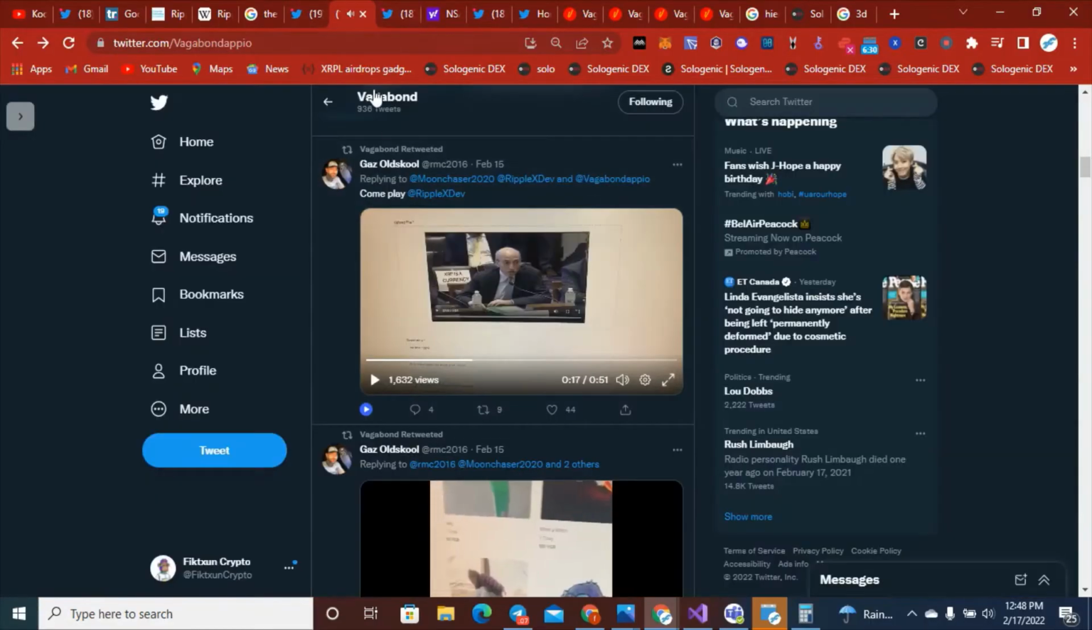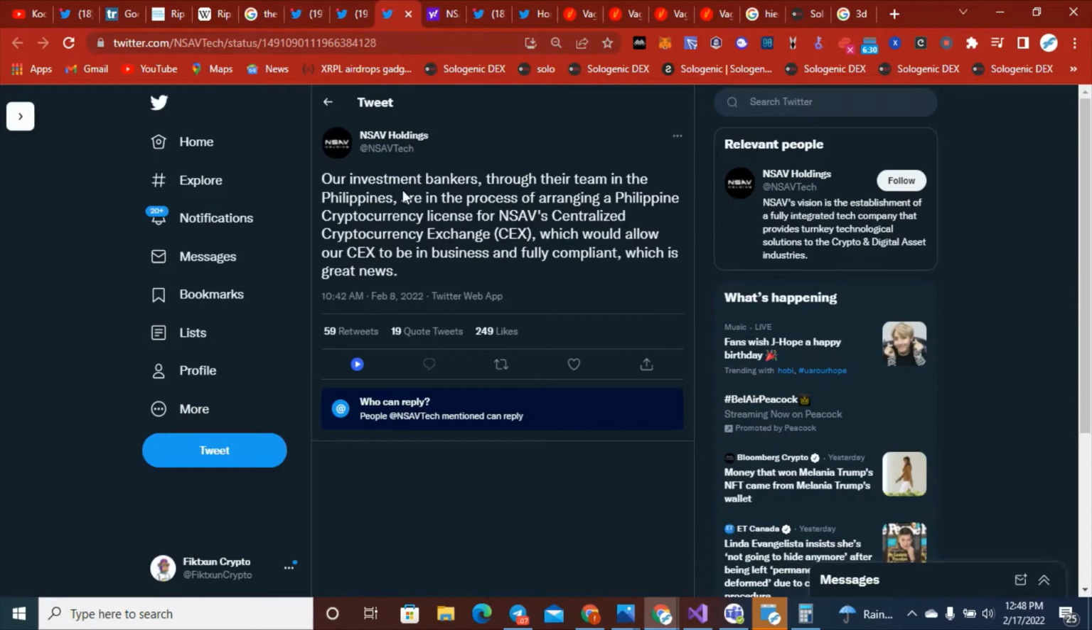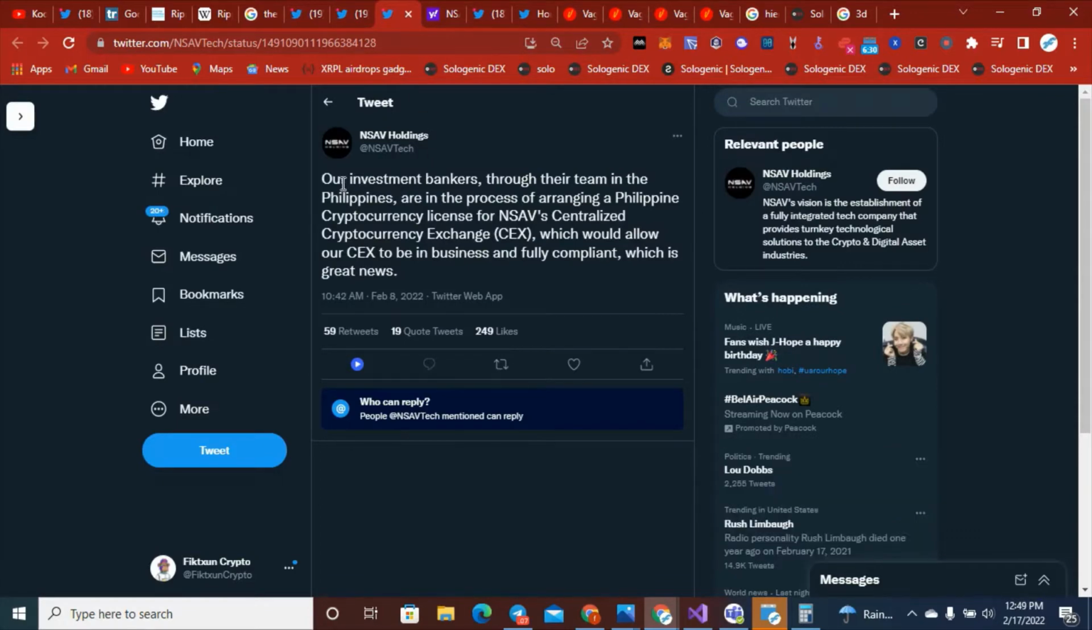Let's move on to the next thing. NSAV Holding says our investment bankers, through their team in the Philippines, are in the process of arranging a Philippine currency license. This is for NSAV's centralized cryptocurrency exchange, which would allow the exchange to be in the business and fully compliant. So this is a fully compliant centralized exchange, and that is some great news.